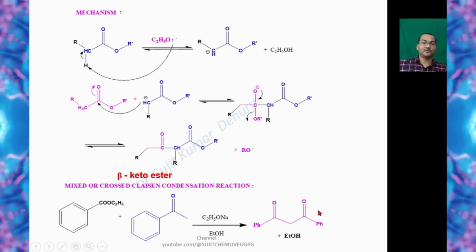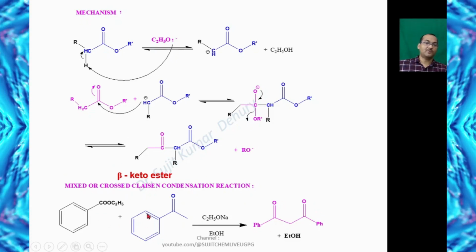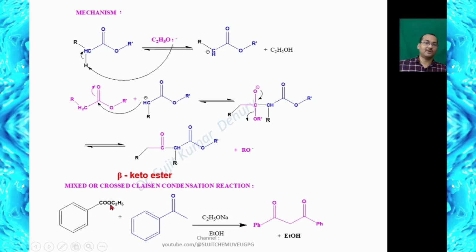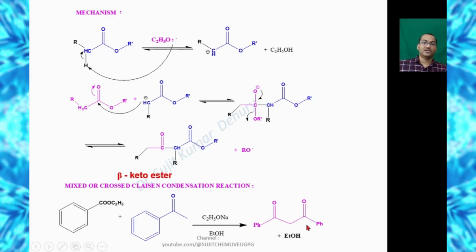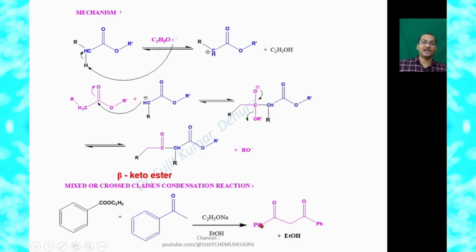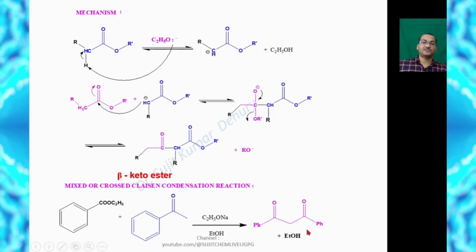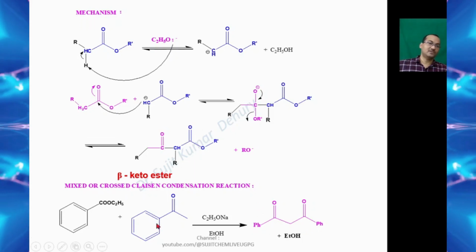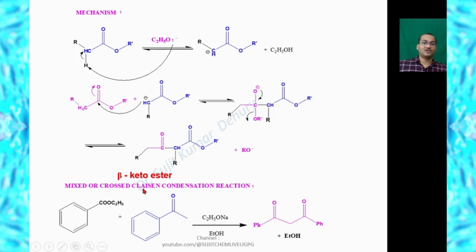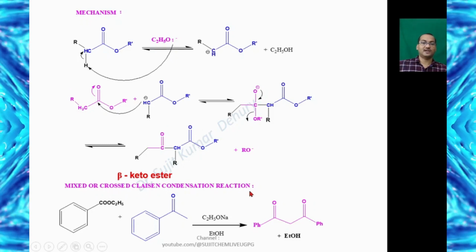So here is one problem for you guys. Suppose we take this carbonyl compound and this ester. You will end up with this diketo compound. Please write down the mechanism for this one. This is otherwise known as mixed or crossed Claisen condensation reaction.